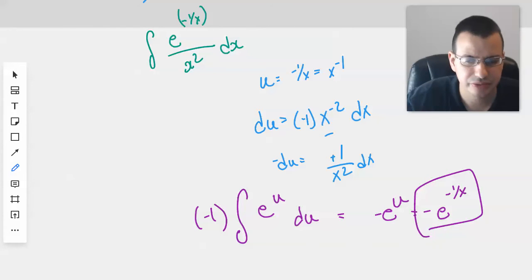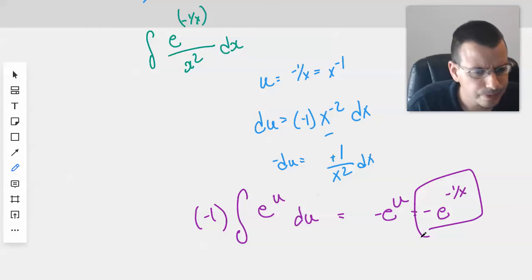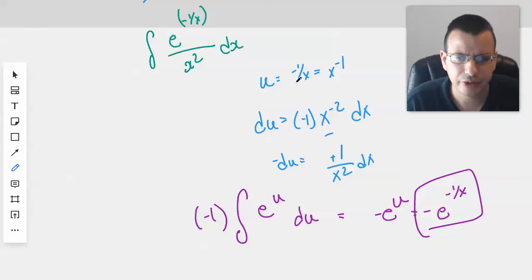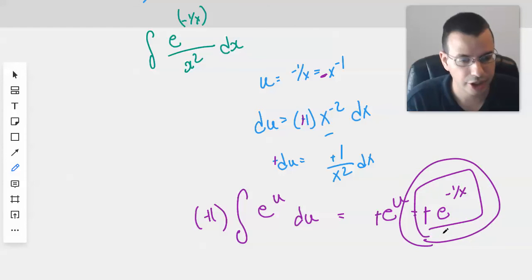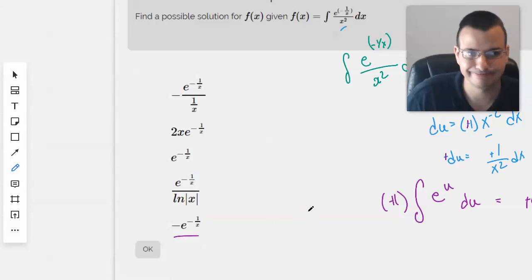Very nice. Wait a sec. I think I might have made a mistake here. So u equals negative 1 over x. Aha, I dropped the negative. So then when we do the derivative, we'd actually get plus, and plus. There we go. That was almost tragic. Almost tragic. It's even a possible answer.